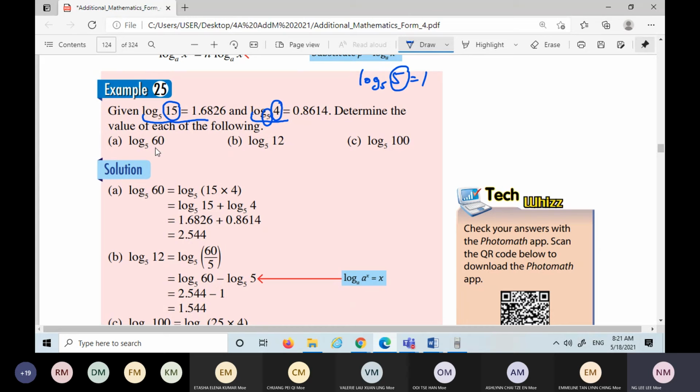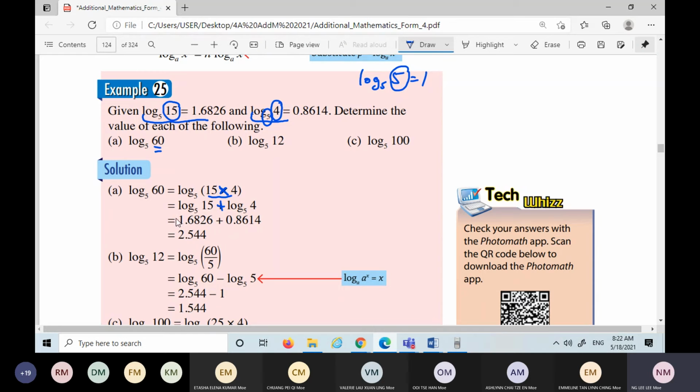Okay, the first one, log_5 60. How am I going to manipulate the 60, playing with the three numbers 15, 4, and 5? You have to think: 60 actually is 15 times 4. Since this is times, I'm going to use the product law. I break it into two logs: log_5 15 and log_5 4. Here is multiply, so in between is plus.